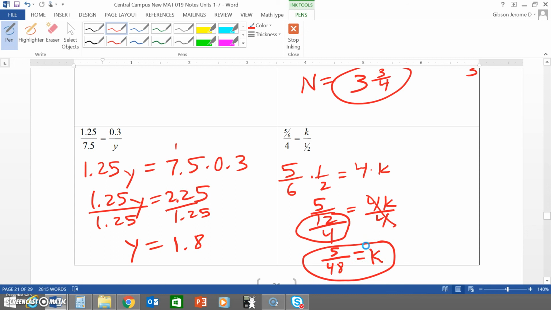Now that's one way of doing it. You can do it another way where we could take, and I'm going to write this off to the side, 5 twelfths divided by 4, and we could make this 5 twelfths times, this would be 4 over 1, it will become a reciprocal of 1/4, and multiply straight across, which will still give us 5 over 48.